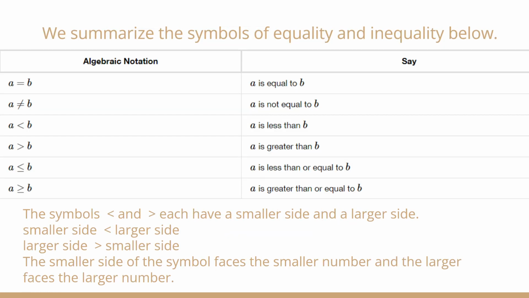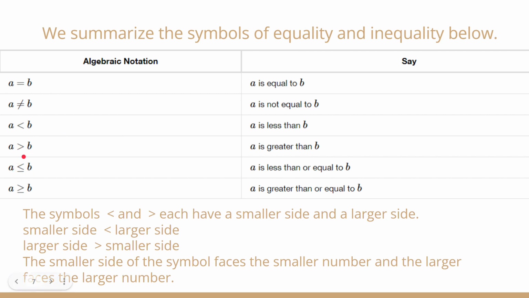We summarize the symbols of equality and inequality. A is equal to b, a is not equal to b. When you see a line crossing the equal sign, it means they are not the same. So a equal to b means a is the same as b, and a is not equal to b means they are not the same. And a is less than b, a is greater than b.